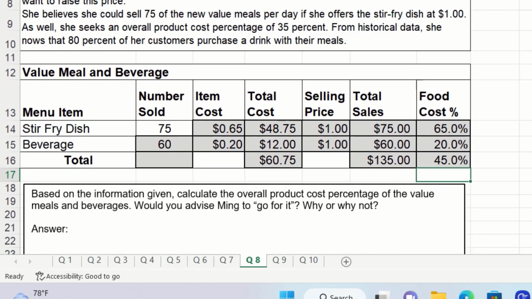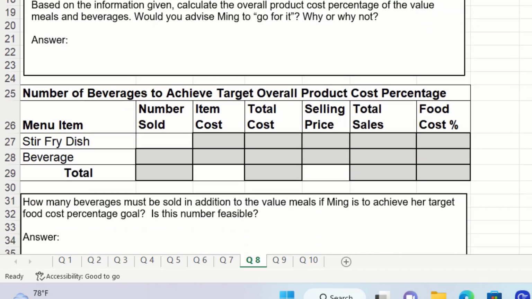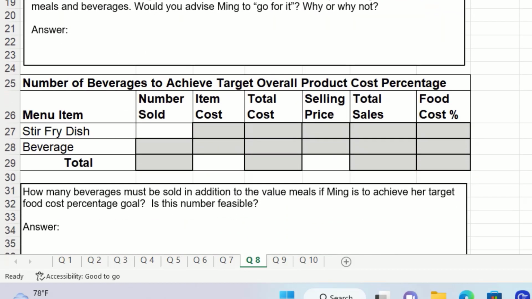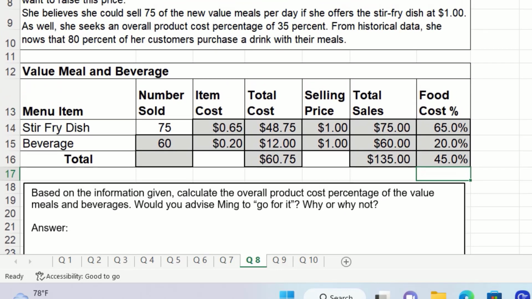So in this question here, based on the information given, calculate the overall product cost percentage of the beverage and meals. Anyways, how many beverages would she need to sell in order to hit the 35%?